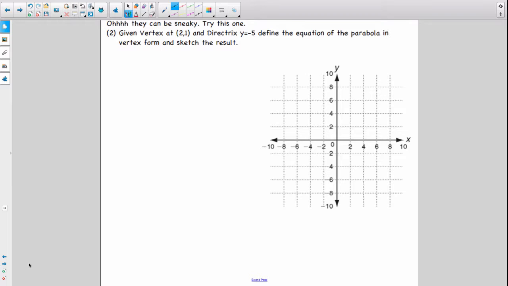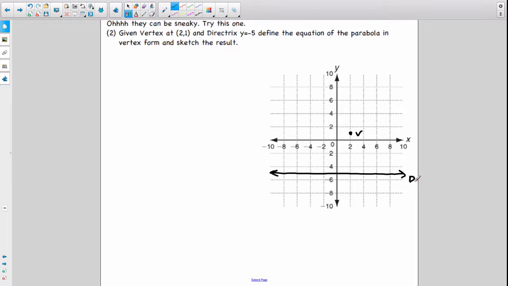Vertex at 2, 1. Go over to 2, go up to 1. That's my vertex, I'll put a V there. I have a directrix at -5, so that's all the way down here. I'll put a D there. Define the equation of the parabola in vertex form and sketch the result.